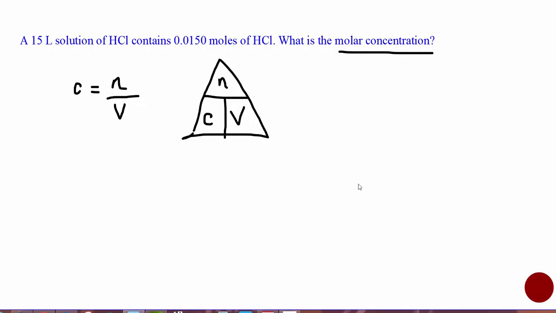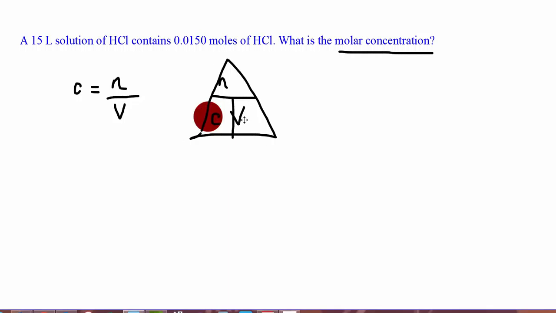If I pretend that my finger is this little red dot here, and I cover up the one that I'm trying to solve for. So in this case, where I'm trying to find concentration, I just cover up concentration. And it tells me that to solve for concentration, I'm going to take my moles over my volume, C equals n over V.